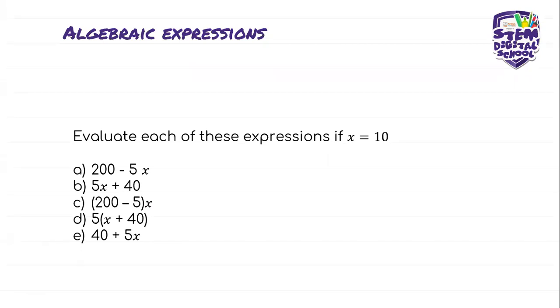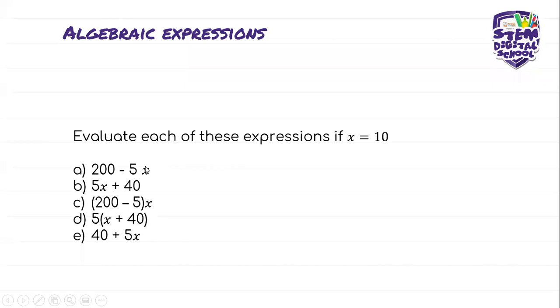The same goes for B. If you look at B, you have 5x plus 40. And if you look at D, you have 5 into x plus 40. And alternatively, you also have 40 plus 5x. I want to test your knowledge here. 40 plus 5x and 5x plus 40. Are these the same? We will come to that.